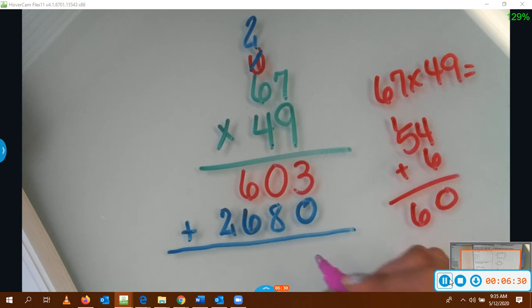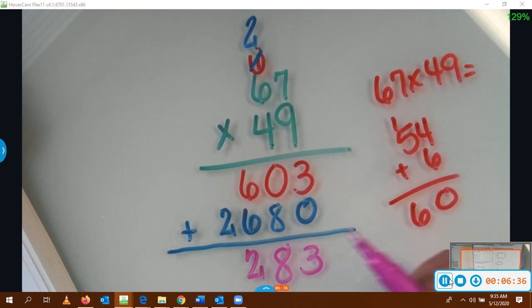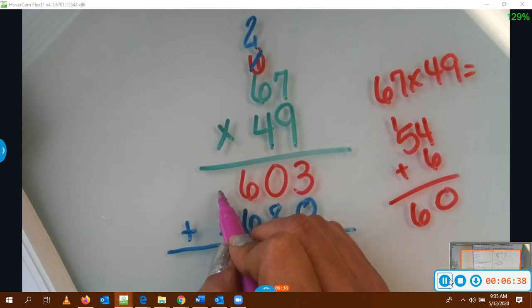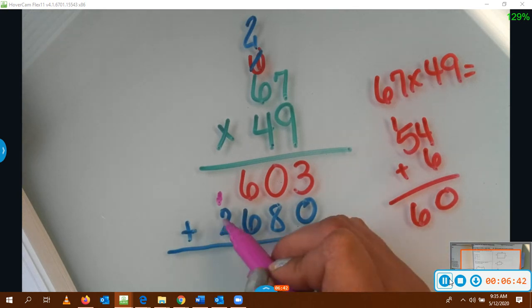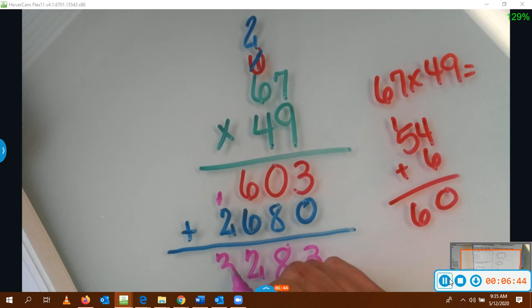8 plus 0 will give us 8. And then 6 plus 6 will give us 12. We write down the 2, and we're carrying the 1 over. And then we add the 2 and the 1, which will give us 3. Then we'll go back, 1, 2, 3, comma, and that gives us 3,283. Got it?